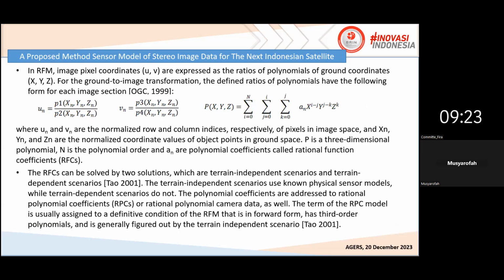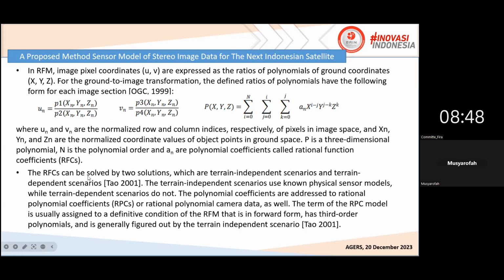In an RFM, image pixel coordinates are expressed as the ratio of polynomials of ground coordinates. For the ground-to-image transformation, the ratio of polynomials has the following form of equation, where U and V are the normalized row and column indices of a pixel in image space, and X, Y, and Z are the normalized coordinate values of the object point in ground space. And P is a three-dimensional polynomial, and A are the polynomial coefficients, called rational function coefficients.